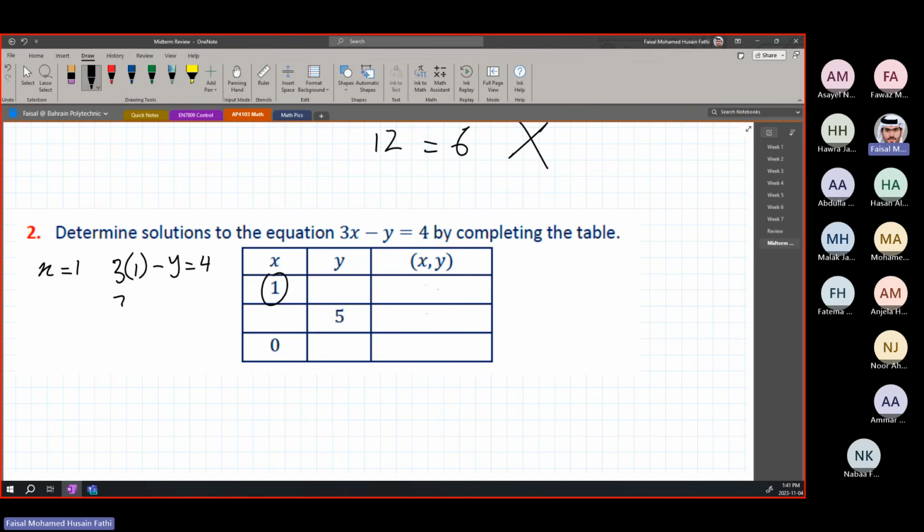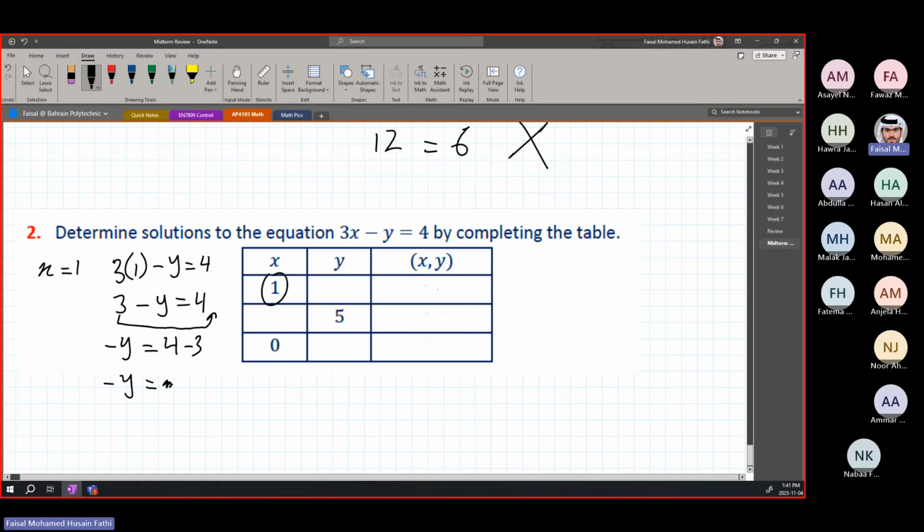So 3 minus 1 equal 4. We'll take the 3 to the other side. So minus y is equal to 4 minus 3. So minus y is equal to 1. Divide by minus 1 on both sides to cancel the minus. Minus is cancelled. Y is equal to minus 1. So y is minus 1. Xy is simply just 1 minus 1.